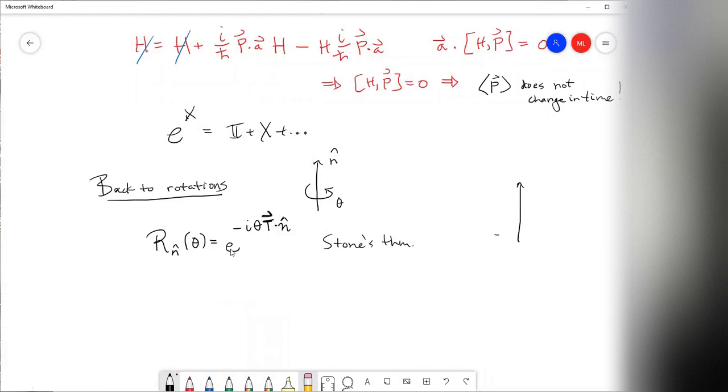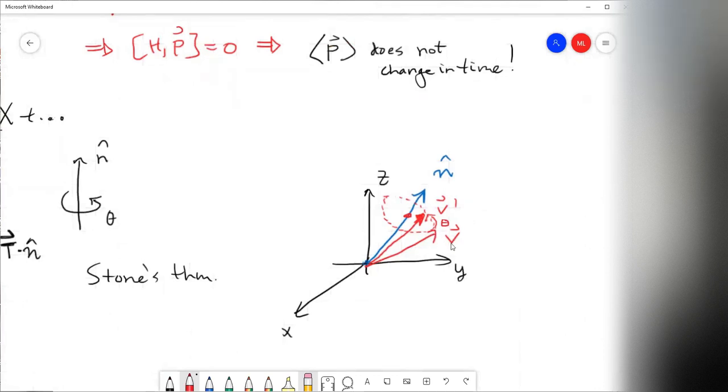So suppose we set up a coordinate system, X, Y, and Z. And then suppose we have our n hat direction. And let's say we have a little vector that we're going to rotate around. So we have a vector, and we're going to rotate it around this axis. We're going to take it and rotate it around to some V prime, and suppose that's by an angle theta here. So we're taking this V and rotating it by an angle theta around this n hat axis.